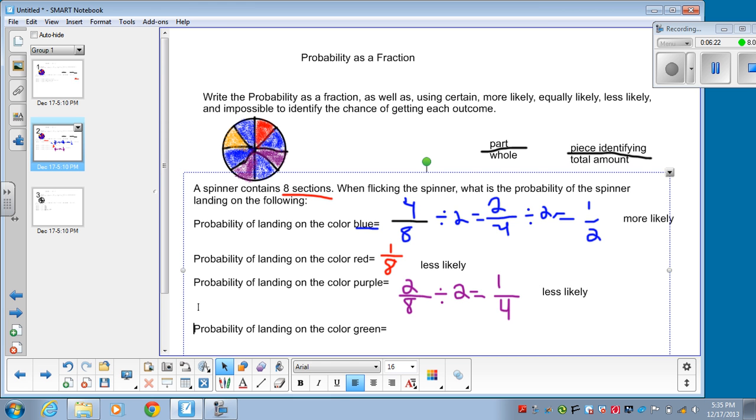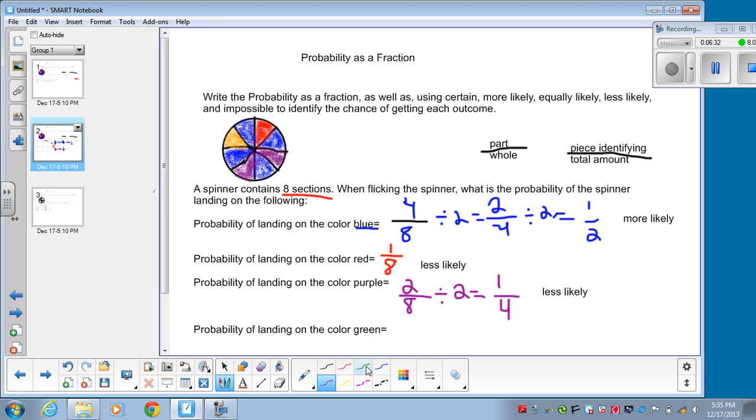And our last one, probability of landing on the color green. Count how many green sections there are. If you're laughing at me and saying there's 0, you're correct. That goes on the top. And what number goes as the denominator? 8. So what's the likelihood of landing on green? Certain, more likely, less likely, equally likely, or impossible? If you said impossible, you're correct.